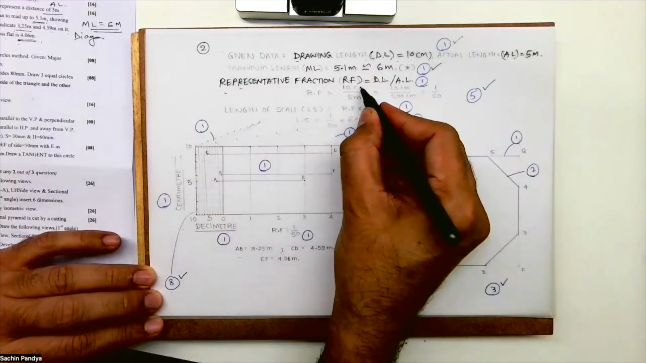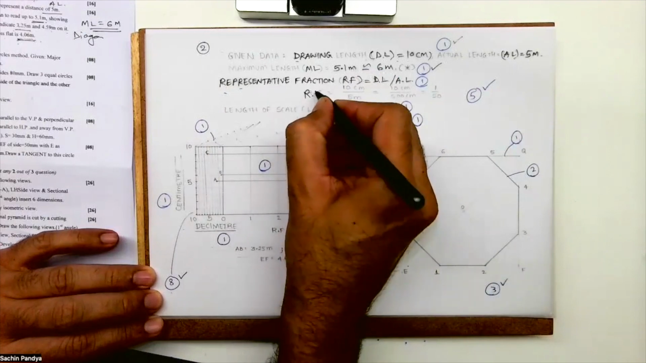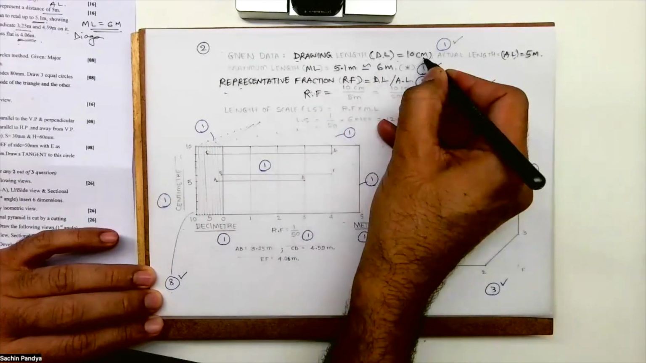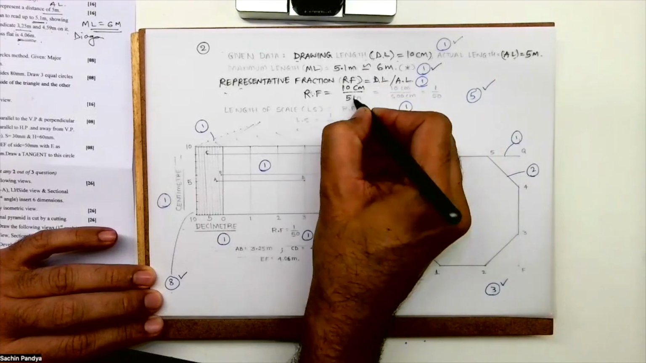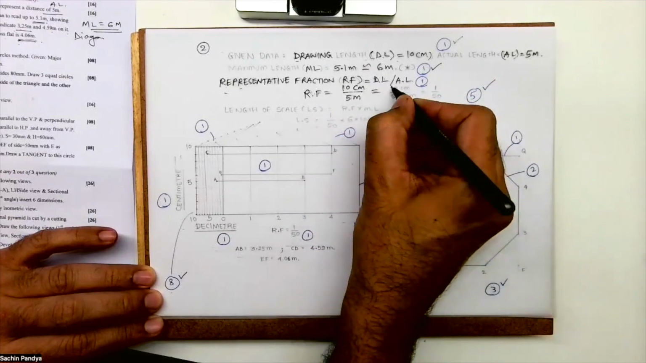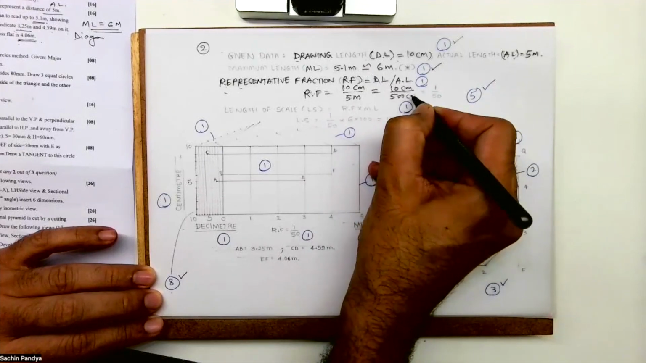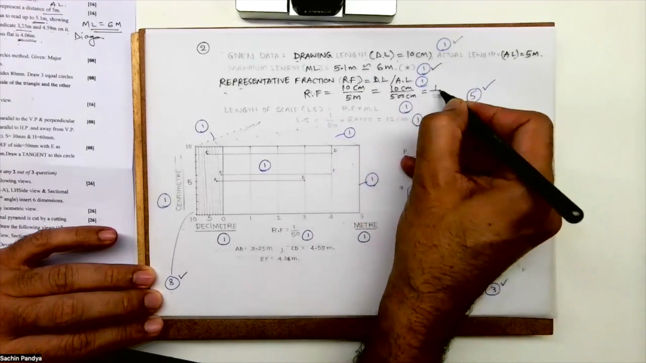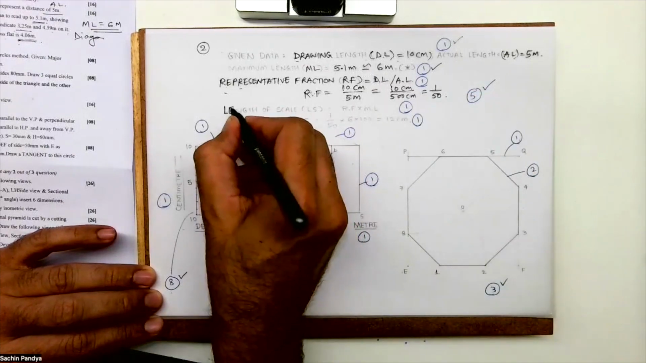So representative fraction, RF, is drawing length upon actual length. RF, how much do you get? 10 centimeter upon 5 meter. So how much are you getting? 10 centimeter upon 500 centimeter. That would be 1 upon 50. So 1 upon 50 is your RF. Now length of scale.